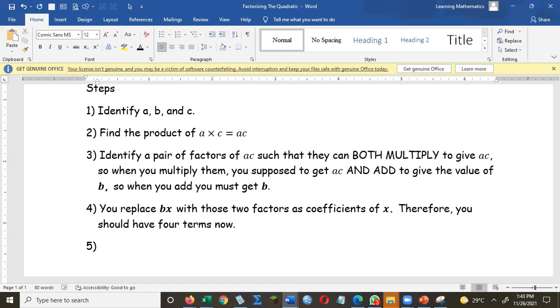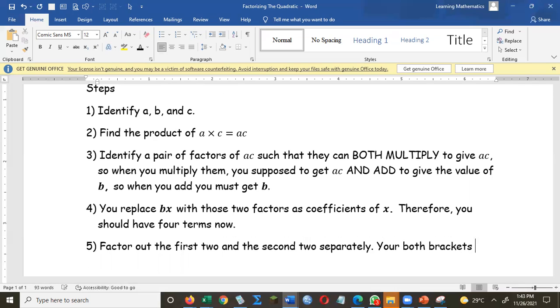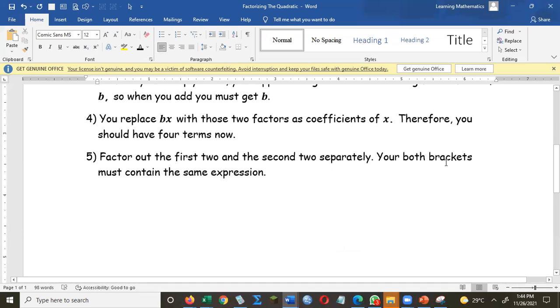Fifth step, factor out the first two. Remember, you have 4 terms now, so you have 2 and 2. So factor out the first 2 and the second 2 separately. Both brackets must contain the same expression. Be very careful, both brackets must contain the same expression.